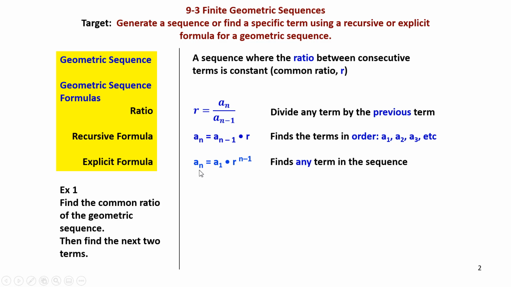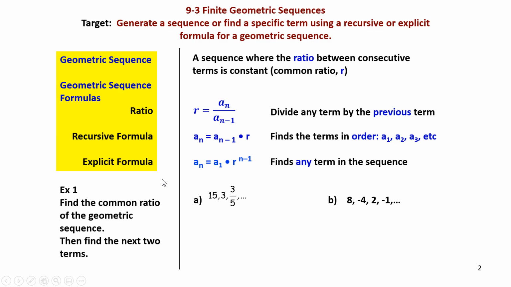Explicit formula, a little different here as well. A sub n, to find any term in the sequence, we're going to take the first term and multiply it by r, n minus 1 more times. So again, think about this. If I wanted to find the 10th term, and I knew the first term, I would take that first term and multiply it by r 9 more times to get to number 10. This formula finds any term in the sequence as long as I know a sub 1 and r.